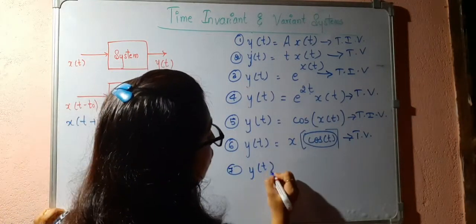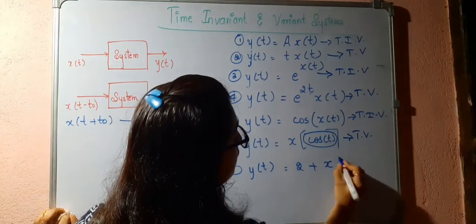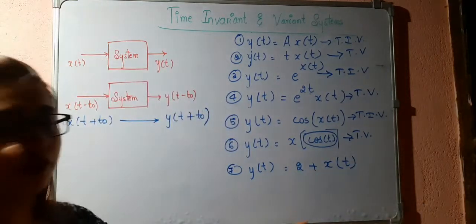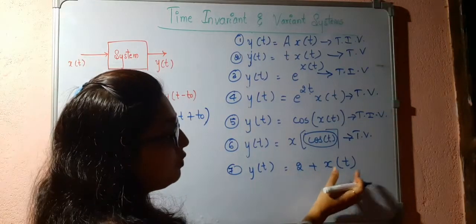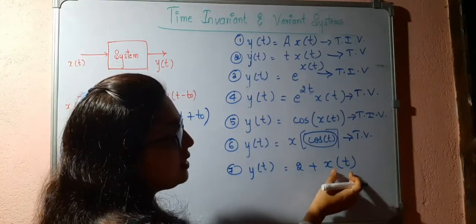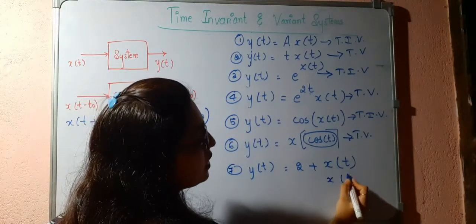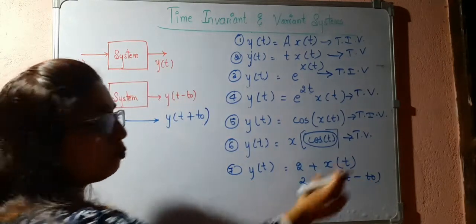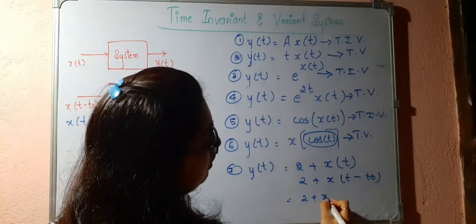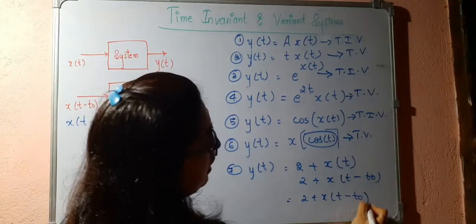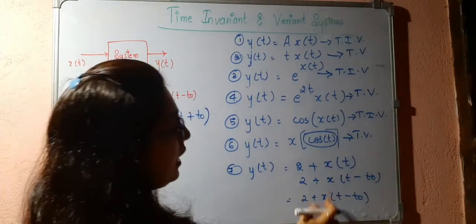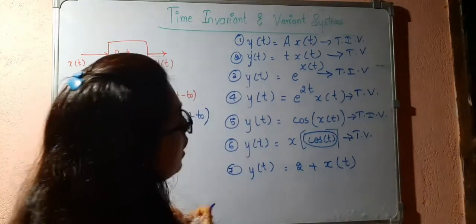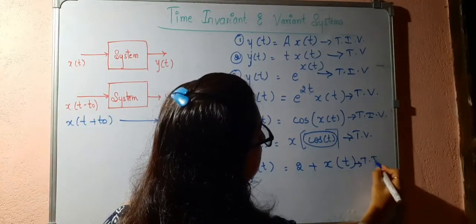y of t is equal to 2 plus x of t. In this case, if I shift the signal, that is, I am passing the signal through the delay, I will get x of t minus t naught plus 2. If I pass this output through the delay, that time also I will be getting 2 plus x of t minus t naught. So these both are equal. So this is also a time invariant system.